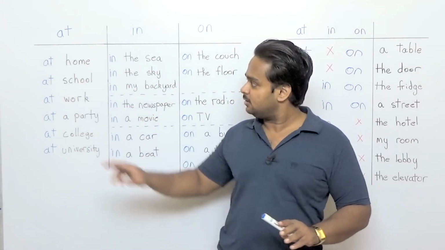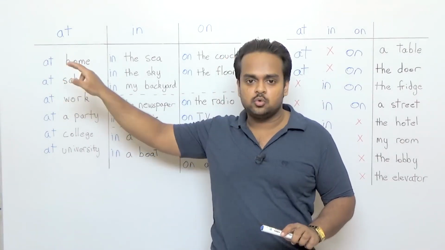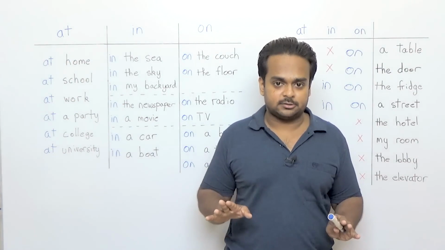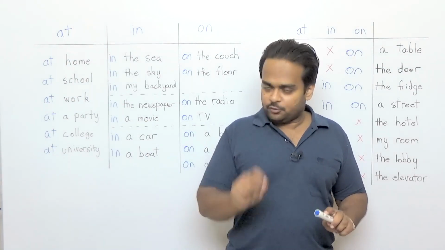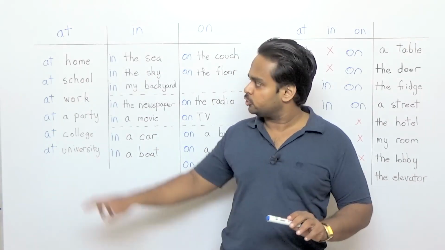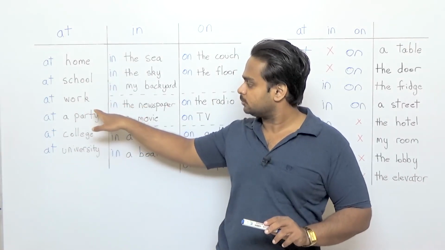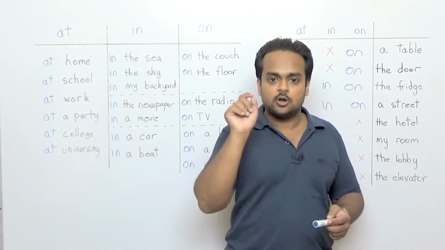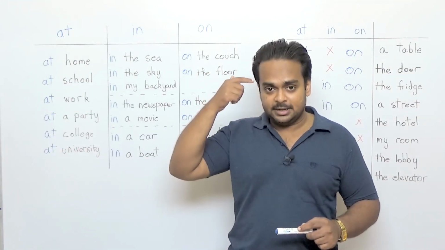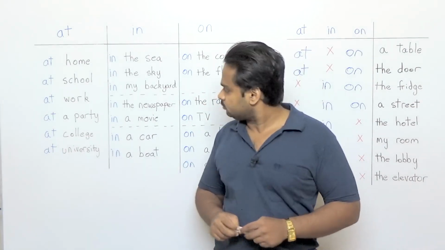We will never say in home or on school or on work. Those don't even sound right and they make no sense. So it's a good idea for you to memorize all of these, so that whenever you want to talk about home, school, work, parties, etc., you can always use "at." So remember to commit these to your memory.